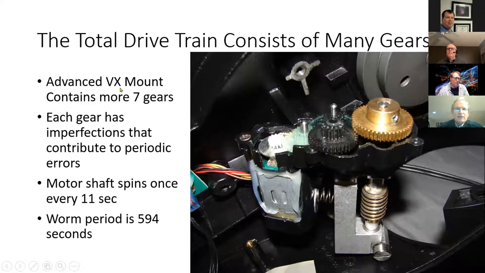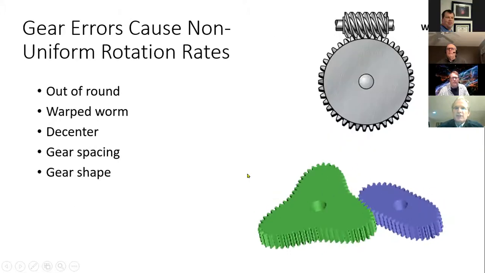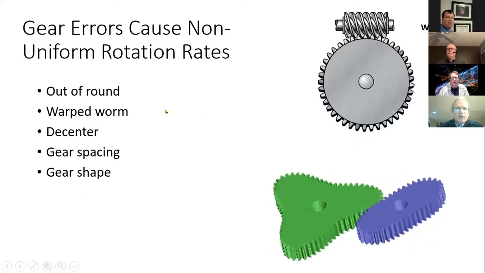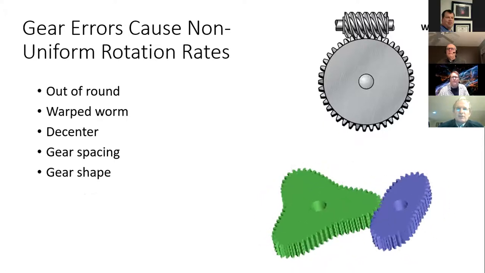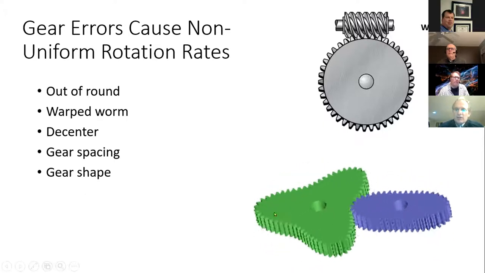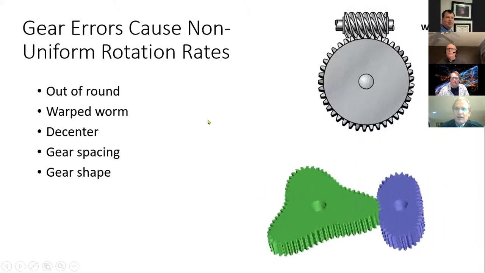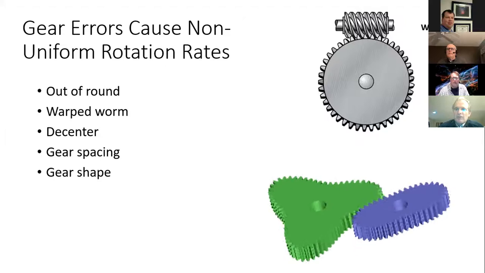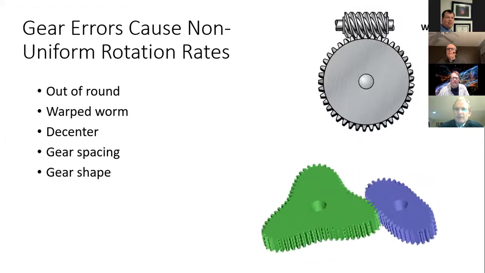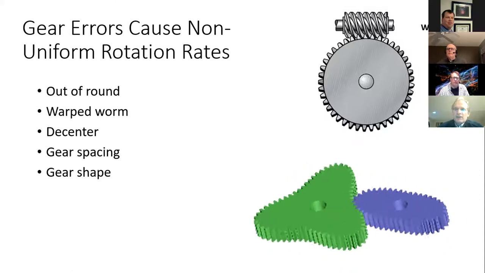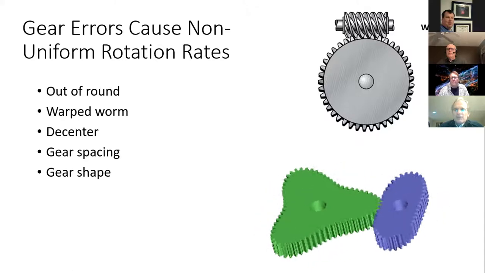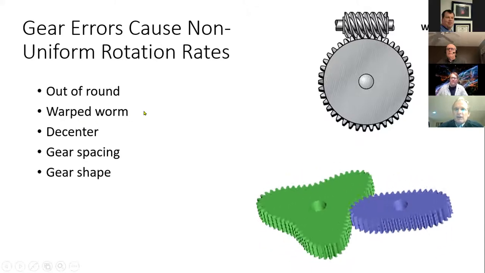In the case of the Advanced VX, there's a motor shaft that spins at a certain rate and a worm gear that spins at a certain rate after it goes through the gear train. This is an animation that makes the point. Each of these gears is out of round, warped, decentered, with gear spacing errors and gear shape errors. If you look at the green gear, it's not rotating at a constant speed, even though it's being driven by the blue gear on its shaft at a constant speed. That's how I think about periodic errors in my mount: these gears have defects that cause them to spin at irregular rates.